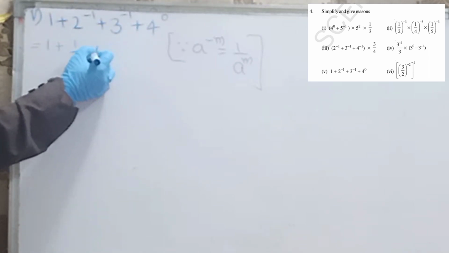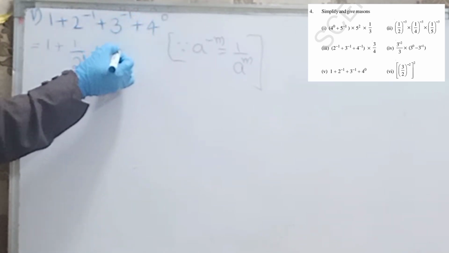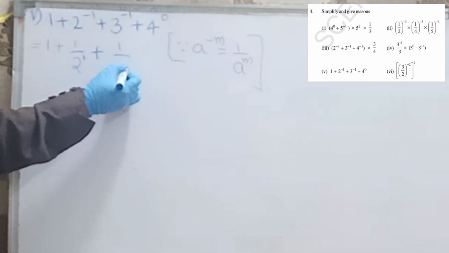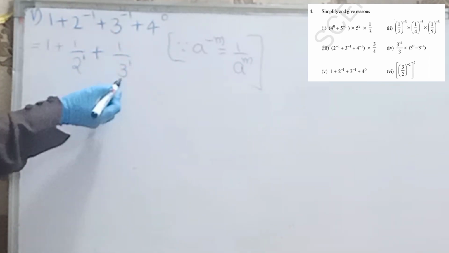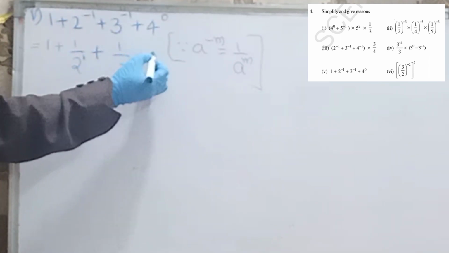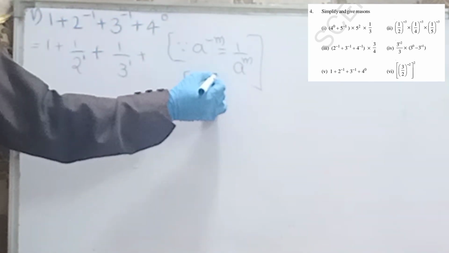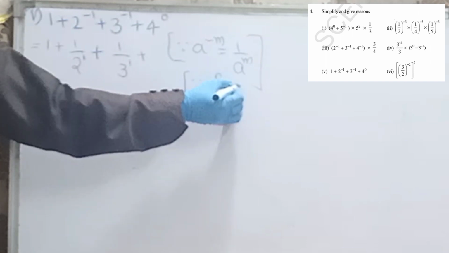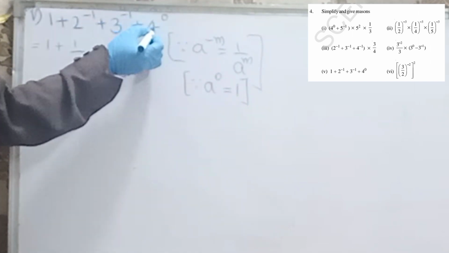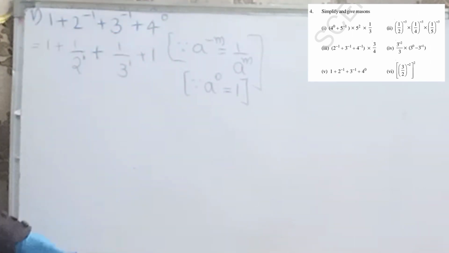Okay students? Again 3 power minus 1. Again the same thing: 1 by 3 power 1. We wrote it in denominator. Plus 4 power 0. Anything raised to the power of 0 is always equal to 1. So 4 power 0 will become 1.